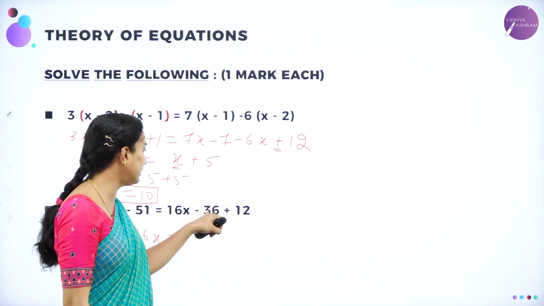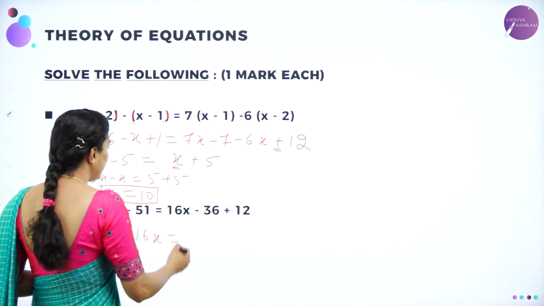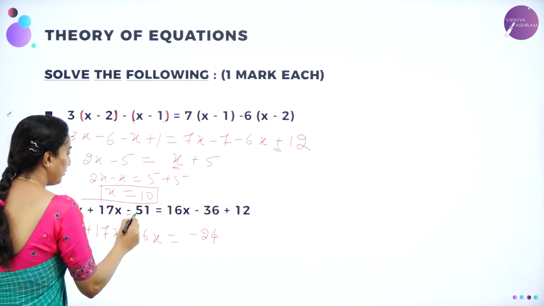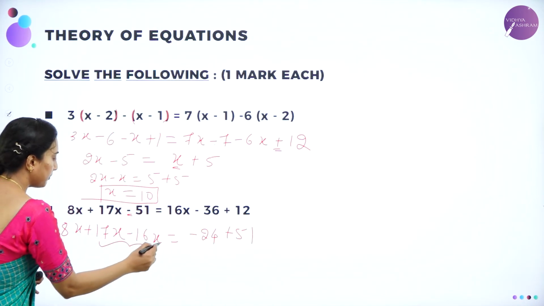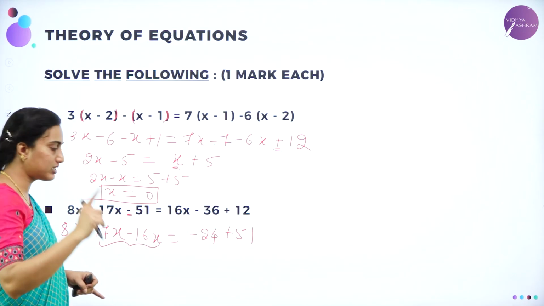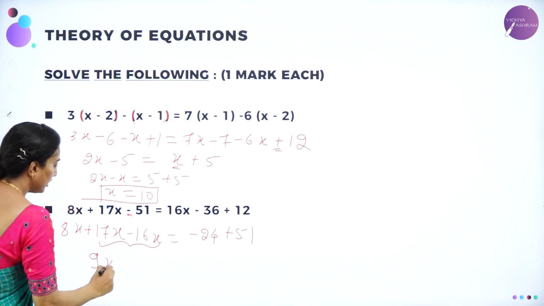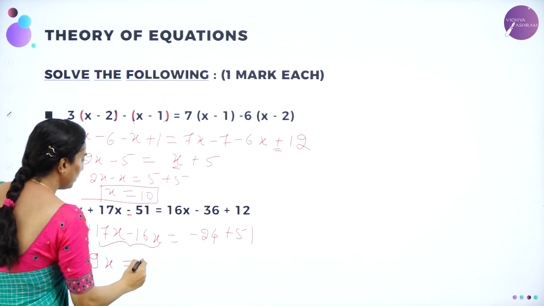If you subtract here, minus 36 plus 12, it will be 24, so which is minus 24. Now taking minus 51 to that side, it is plus 51. Now here 17x minus 16x is 1x. 8x plus 1x is 9x. So 9x is equal to minus 24 plus 51, which is equal to 27.